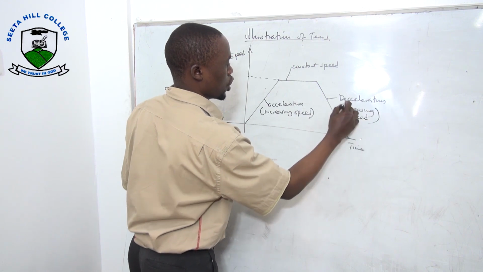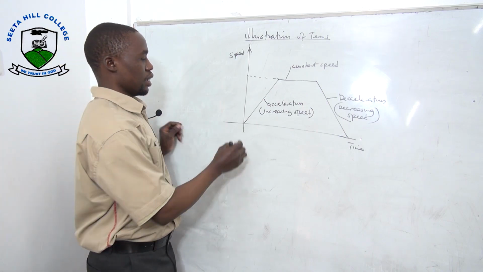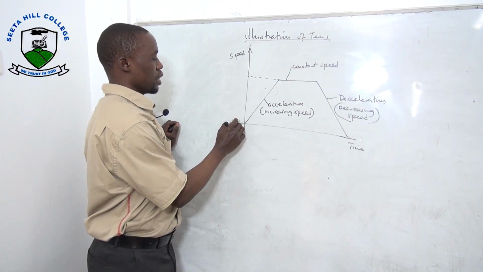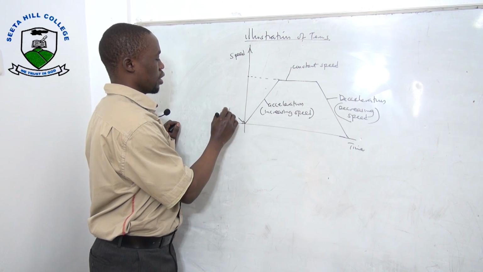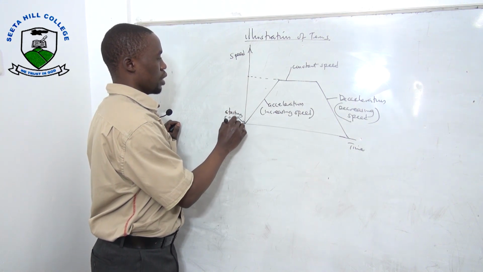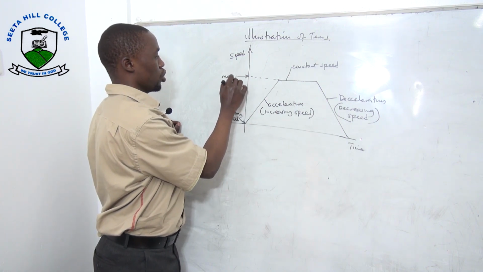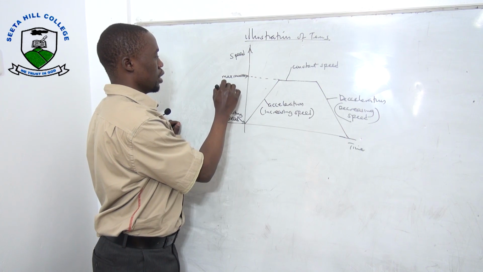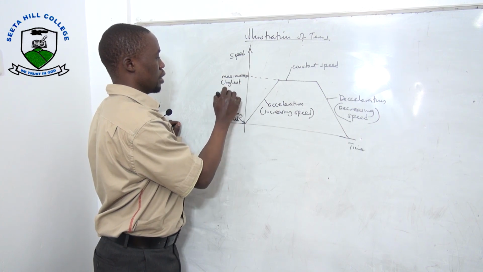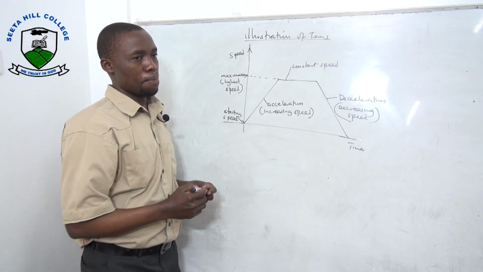Decreasing speed. And this is the starting speed. Starting speed. This is the highest speed reached. It's called the maximum speed or highest speed attained. And we are doing just one number there.